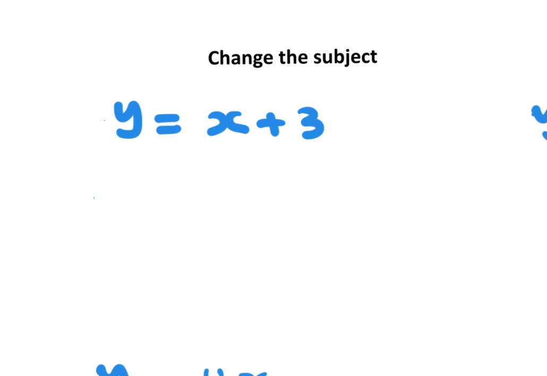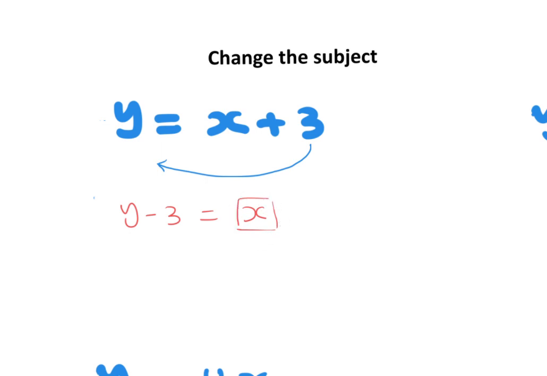So if we need to make x the subject, transpose 3 to the other side by negative. Now you have y minus 3 equals x. If x is on one side, we can say that x is the subject, or x in terms of y. So for the first equation, y is the subject. For the second equation, x is the subject, because x is on one side.